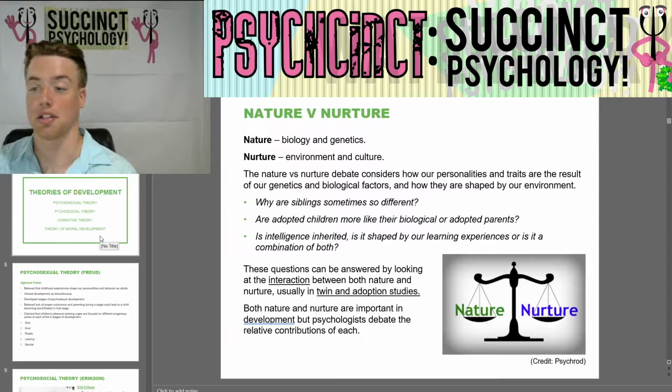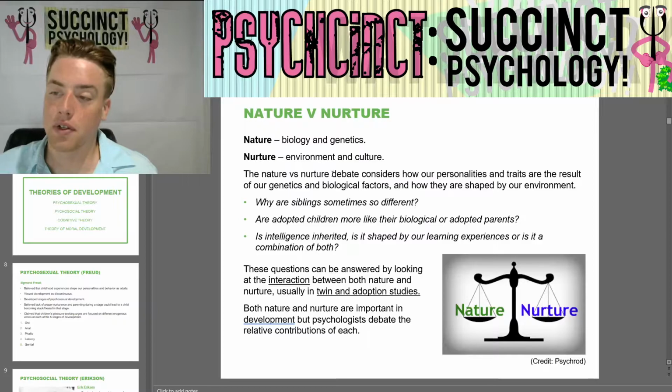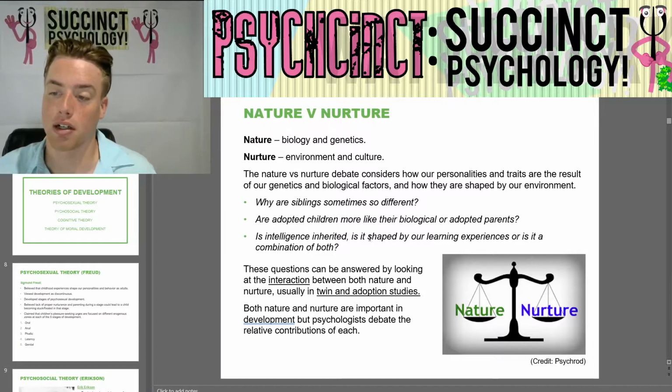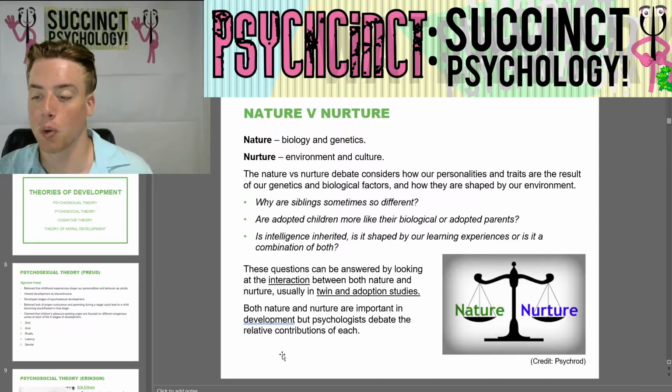So, of course, nature is biology and genetics, and nurture is environment and culture. The nature versus nurture debate considers how our personalities and traits are the result of our genetics and biological factors and how they're shaped by our environment. So, why are siblings sometimes so different? Are adopted children more like their biological or adopted parents? And is intelligence inherited? Is it shaped by our learning experiences, or is it a combination of both? These questions can be answered by looking at the interaction between both nature and nurture, usually in twin and adoption studies. Both nature and nurture are important in development, but psychologists debate the relative contributions of each.